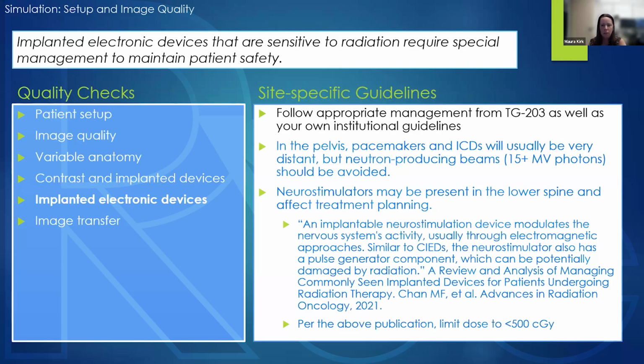I have a little description of what the neurostimulation device does. They're similar to CIEDs. They have a pulse generator component that can be damaged by radiation, and this group recommends a general limit of 500 centigrade to the device.